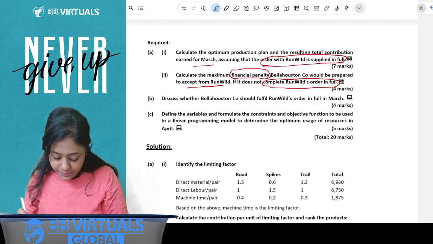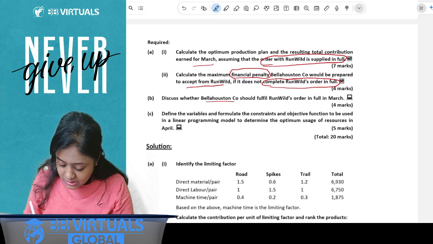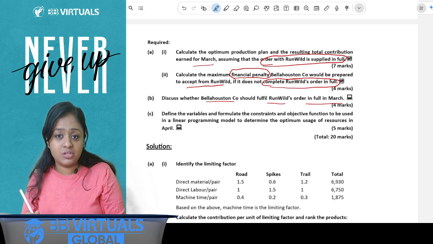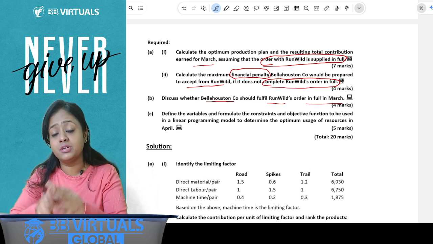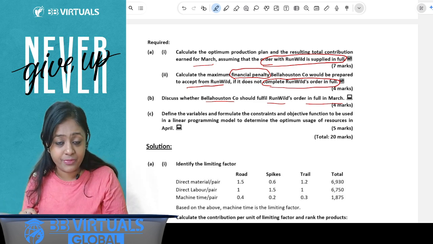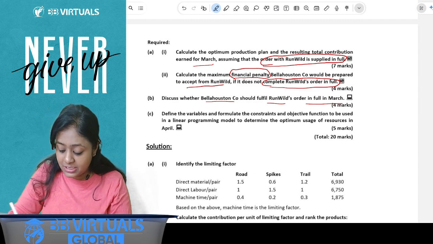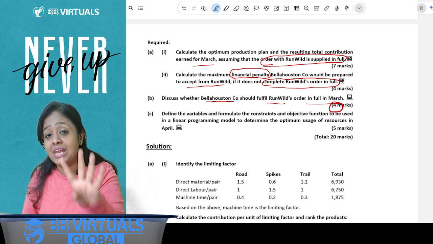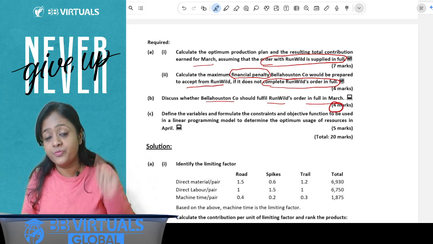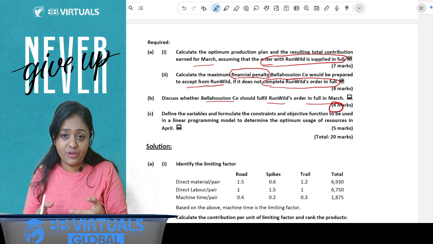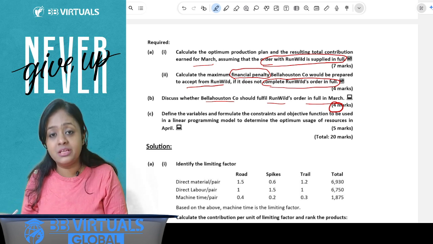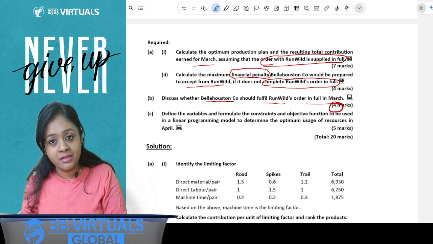Okay, next question. Discuss whether Bella Houston's company should fulfill Runwile's order in full in March or not. Now let's look at the different pointers, financial and non-financial as well. The question is for 4 marks, which means at least 4 to 5 valid points we require. First valid point can be the financial difference that we just discussed, that if they go for this order, then they're losing a contribution of 1200.